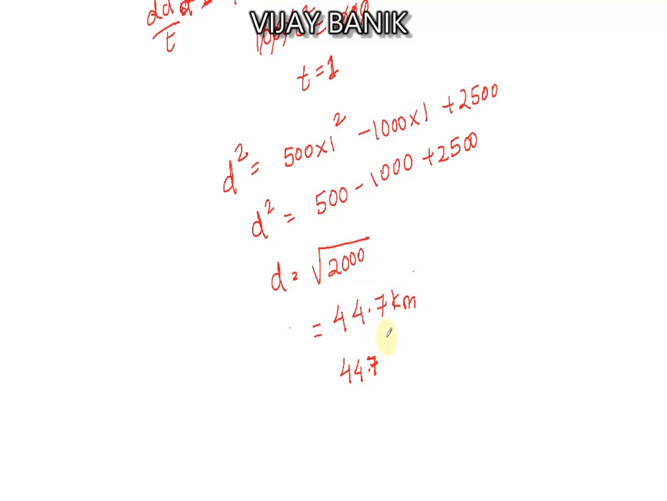Actually, I made a mistake. The cruiser can detect only up to 40 kilometers. Since the destroyer is 44.7 kilometers away, which is greater than the range the cruiser has, it is not detected. I hope you guys understood this question.